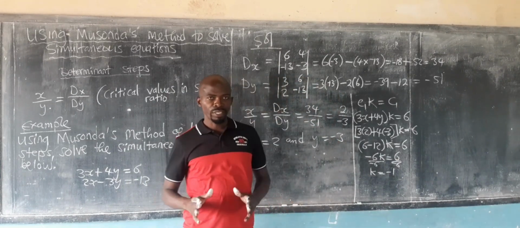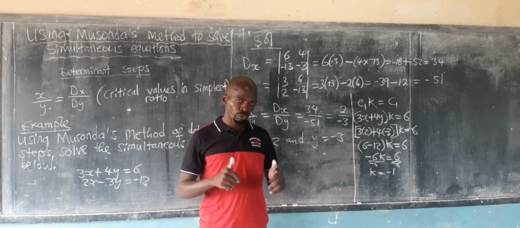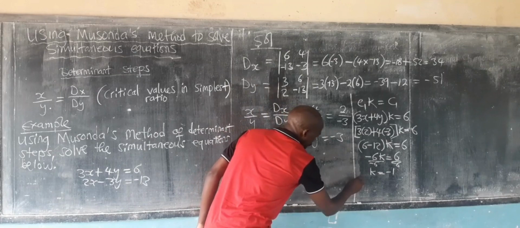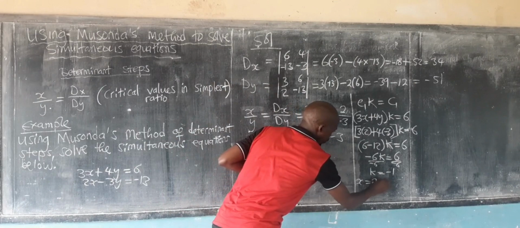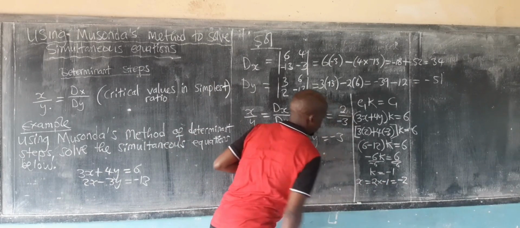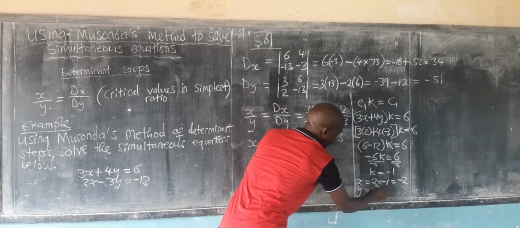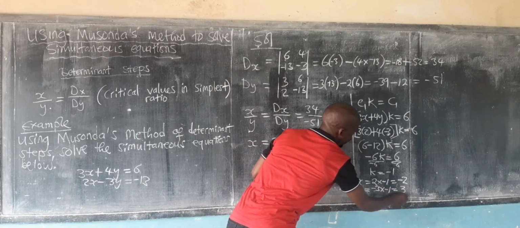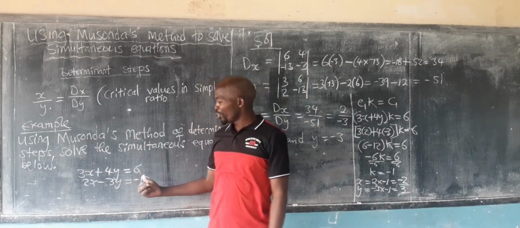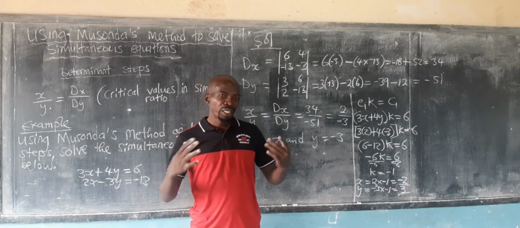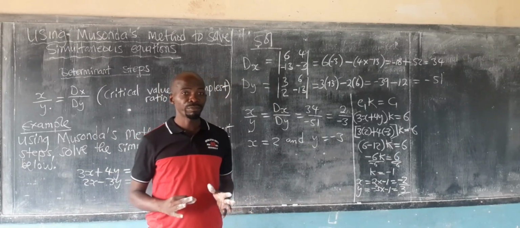So this value of k must be multiplied with the critical values to find the actual or final solution. So my x is equal to the critical value of x, positive 2, times negative 1, which equals negative 2. And my y will be equal to negative 3 times negative 1, equal to positive 3. These are the true solutions for the equation that we have. That marks the end of this example.